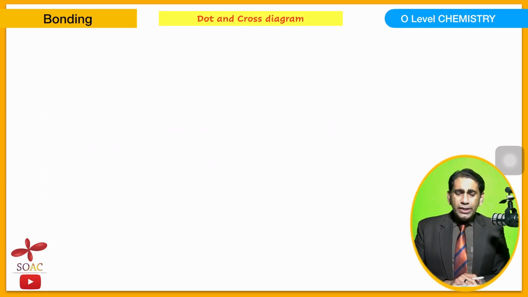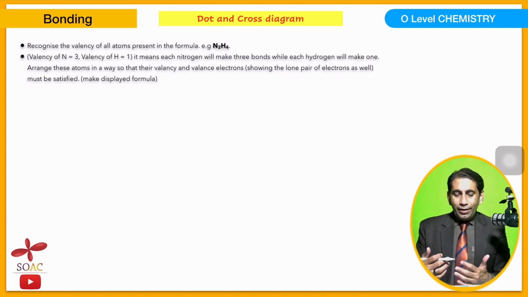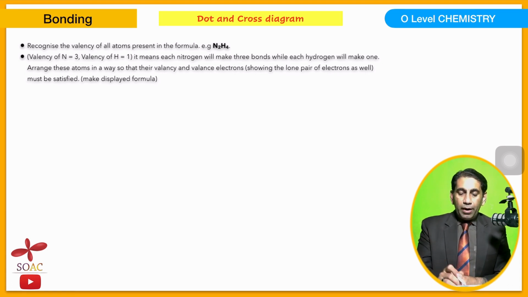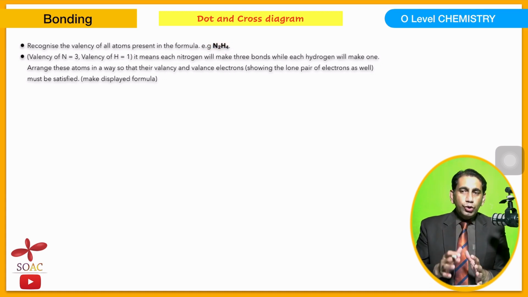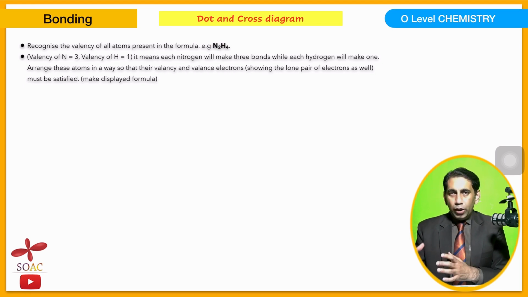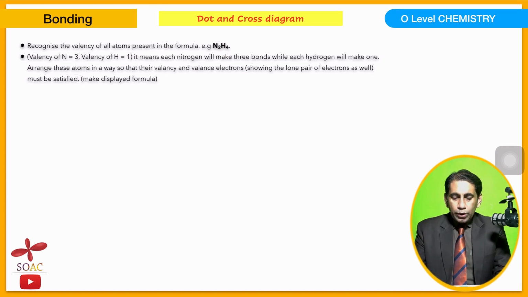Now come towards the dot and cross diagram in covalent molecules, or covalent compounds. For example, I am supposed to draw a dot and cross diagram of N2H4. This is a simple covalent molecule, as nitrogen is a non-metal and hydrogen is a non-metal. Usually, this is not always the case, but usually non-metals meet together to make a simple covalent molecule.